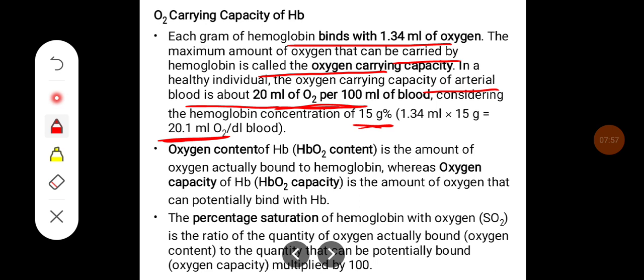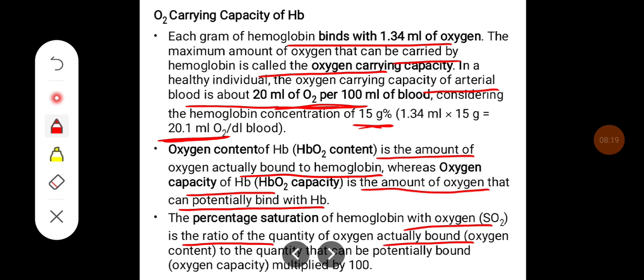The oxygen content of hemoglobin is the amount of oxygen actually bound to hemoglobin, whereas the oxygen capacity of hemoglobin is the amount of oxygen that can potentially bind with hemoglobin. The percentage of saturation of hemoglobin with oxygen is the ratio of the quantity of oxygen actually bound, that is oxygen content, to the quantity that can be potentially bound, that is oxygen capacity, multiplied by 100.